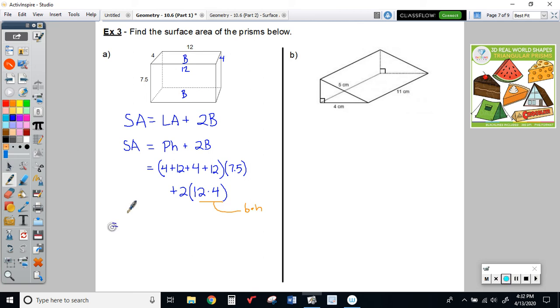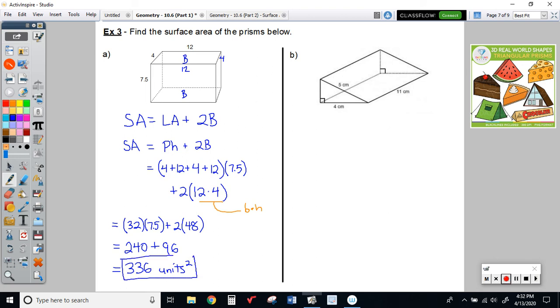So if we put all this together, 4 plus 12 plus 4 plus 12, that's going to be 16 plus 16, which is 32 times 7.5. And then here we have plus 2 times 48. And 32 times 7.5 is 240. And 2 times 48 is 96. Putting that together gives us 336. And no units given again on this one, so we could just say units squared or leave the units off depending on what your teacher's looking for. If you're one of my students, either way is fine.